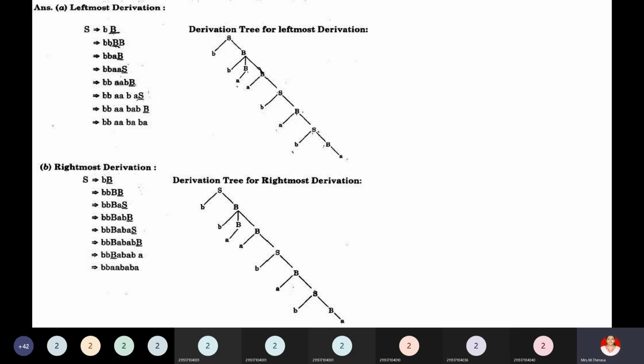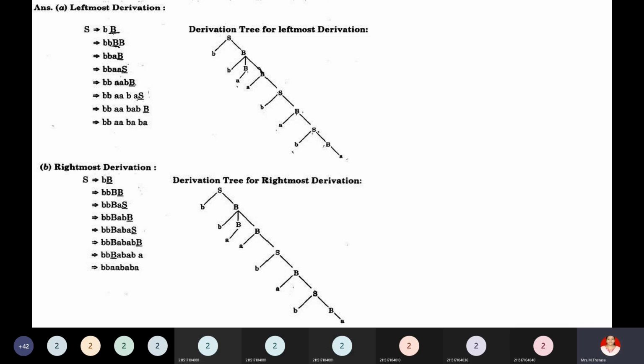Then this S is replaced with the BB. At last, this B is replaced with A. The corresponding derivation tree: S, BB, then this B, BBB, then the left B is replaced by A, and then this B is replaced by AS, then this S is replaced by B, then the B is replaced by AS, then S is replaced with BB, at last B is replaced by A.